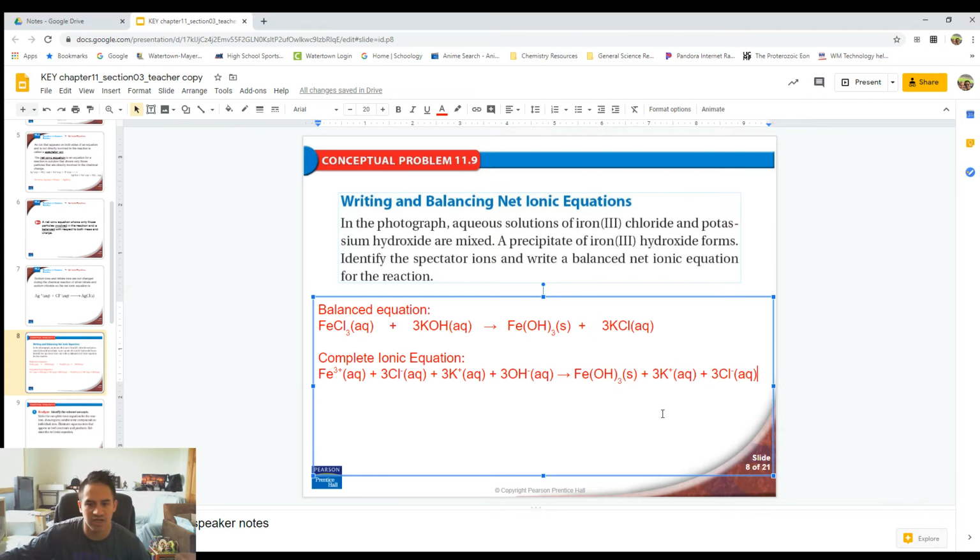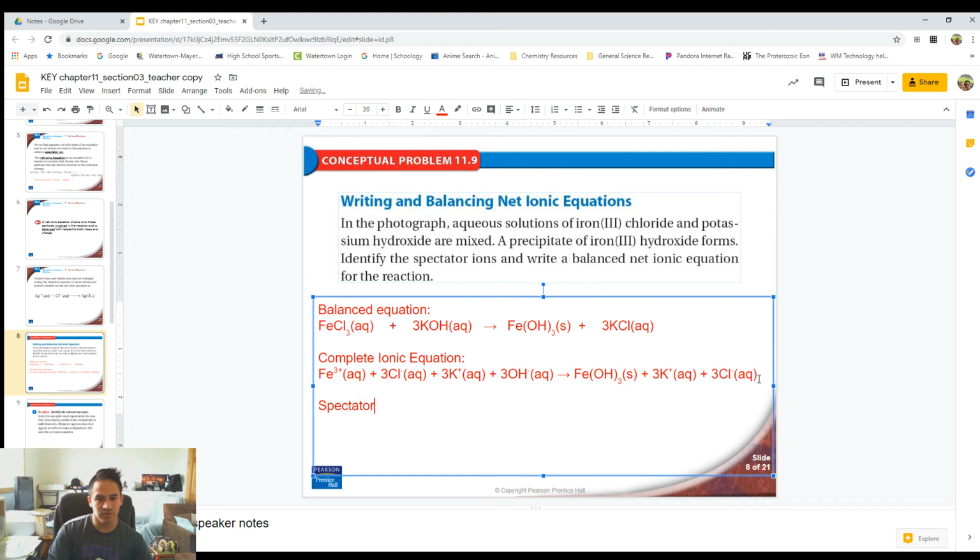If we look at it, things should be balanced, right? We have 1 iron on the left-hand side, 1 iron on the right. We have 3 chlorines on the left-hand side, 3 chlorines on the right. We have 3 potassiums on the left, 3 potassiums on the right. We have 3 hydroxides here, 3 hydroxides there. Okay, so everything should be balanced out. So that is our complete ionic equation.